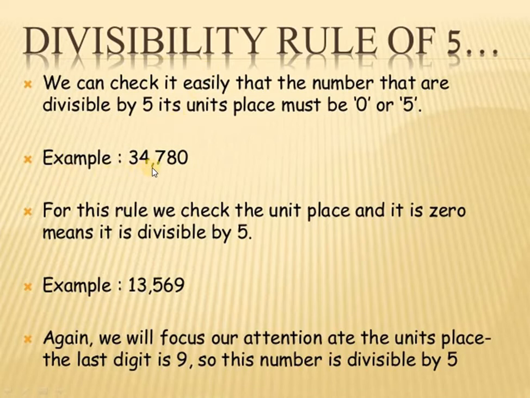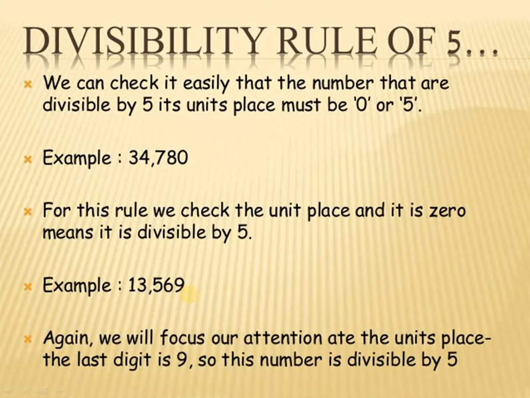Example, 34,780. Now what is there at the ones place? It is 0. So it means that it is divisible by 5. And here is another example, you will see 9 is there. For the divisibility rule of 5, only two numbers are required at the ones place, that is 0 and 5. But now here, what is this? 9. That is why it is not at all divisible by 5.